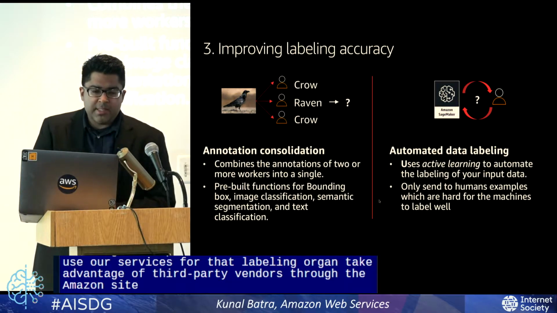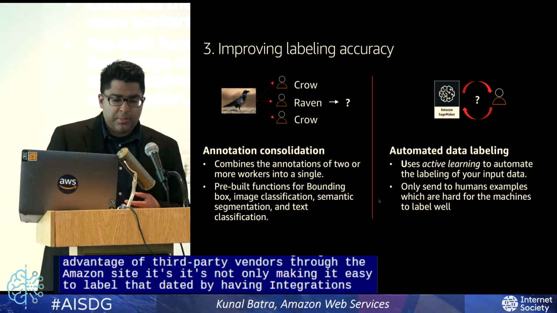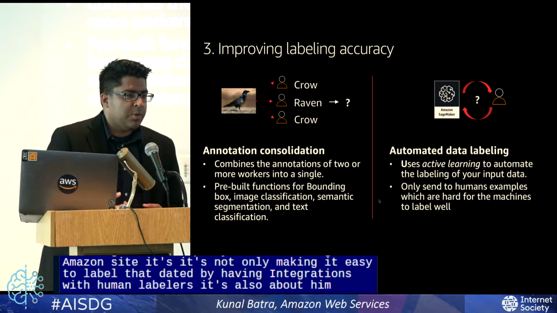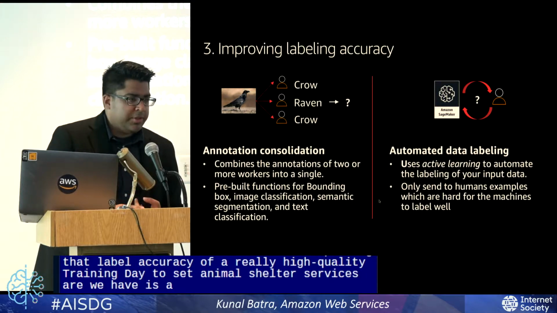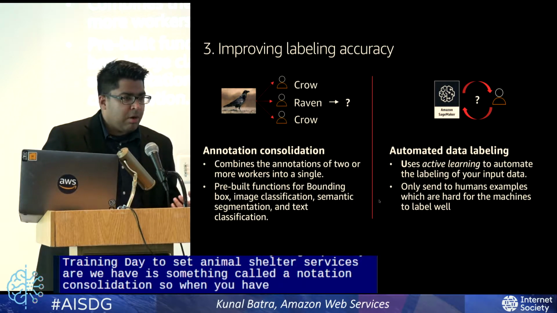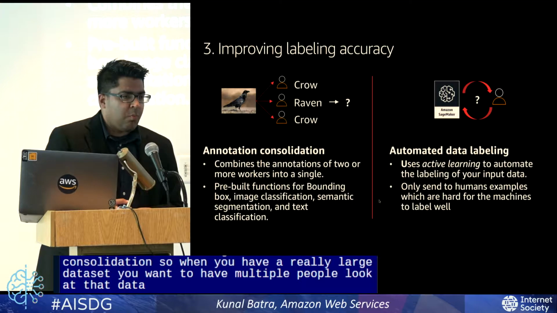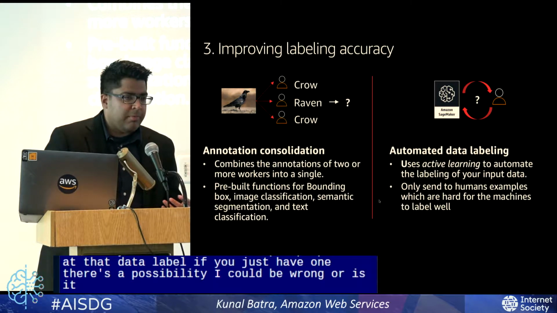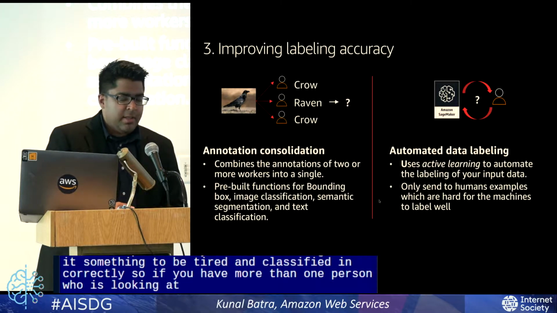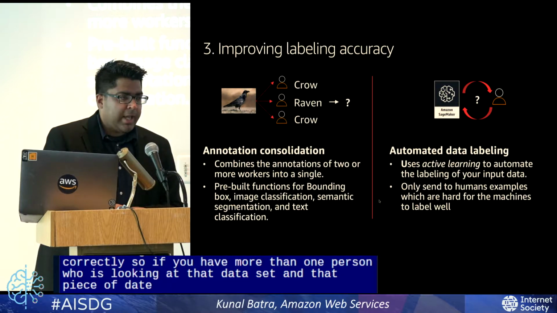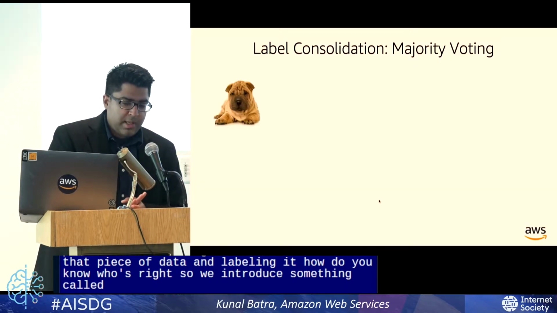And so with data labeling, it's not only making it easy to label that data by having integrations with human labelers, it's also about improving that label accuracy so you have a really high quality training data set. And one of the other services that we have is something called annotation consolidation. So when you have a really large data set, you want to have multiple people look at that data and label it. If you just have one, there's a possibility that it could be wrong or that someone can be tired and classify it incorrectly. So if you have more than one person who is looking at that piece of data and labeling it, how do you know who's right? So we introduced something called label consolidation, right?